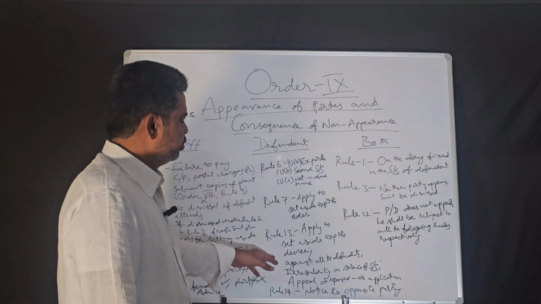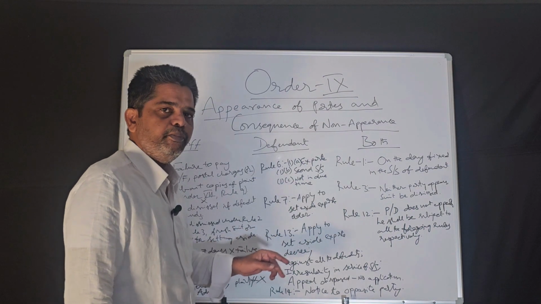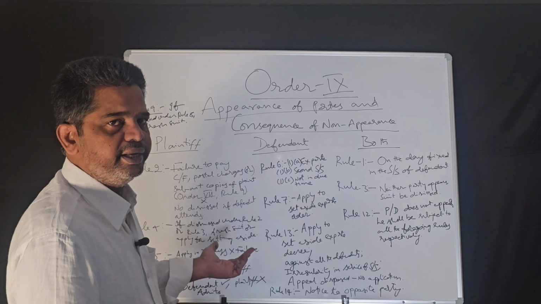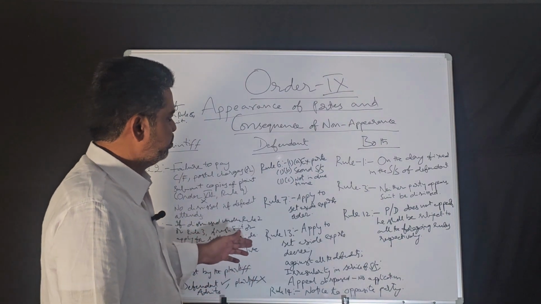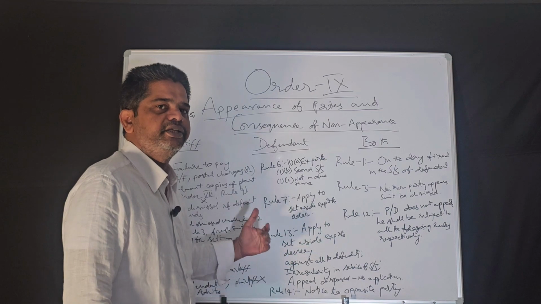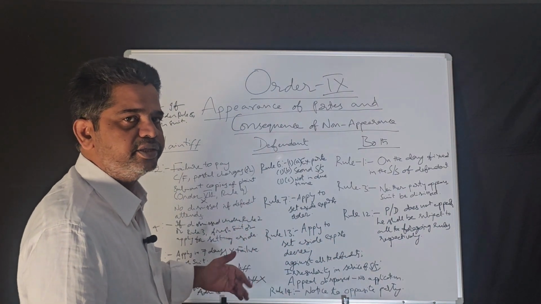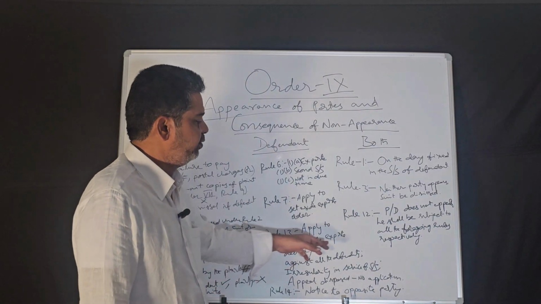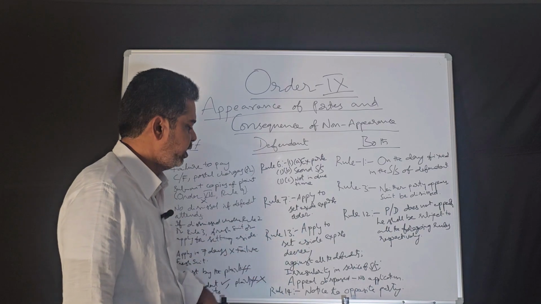If the court feels that one defendant applies for setting aside the decree against him and it is not possible to keep the ex parte decree against the other defendants, then the court can set aside the ex parte decree against all the defendants or any of the defendants.